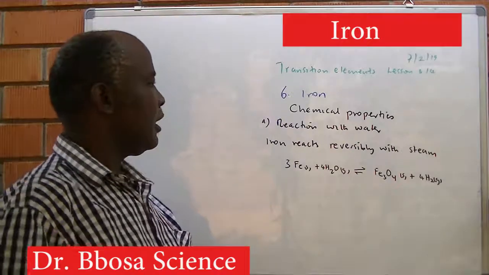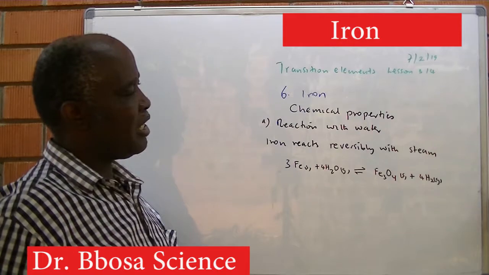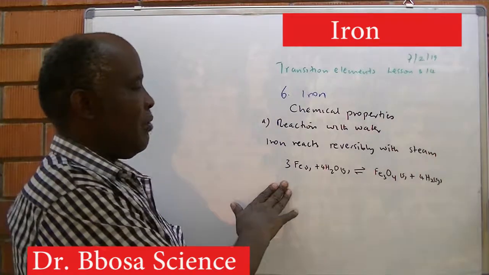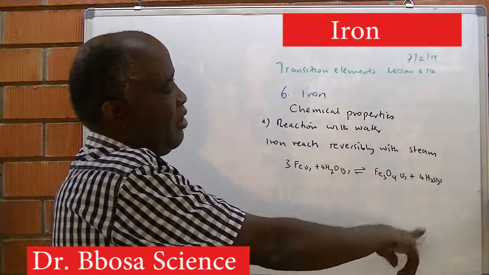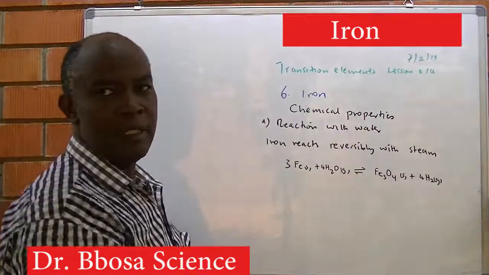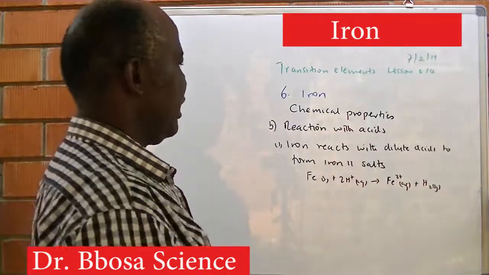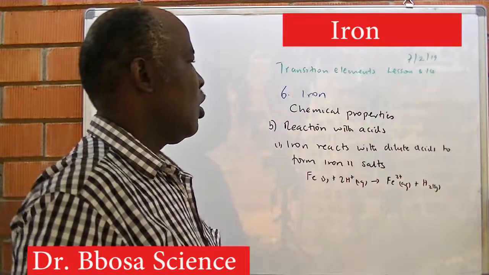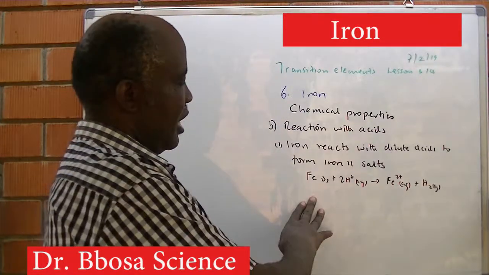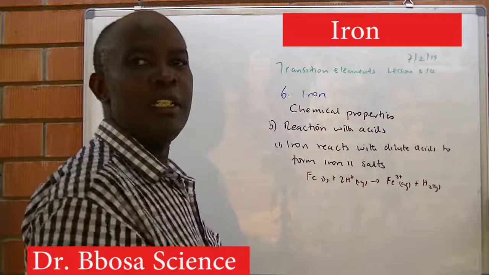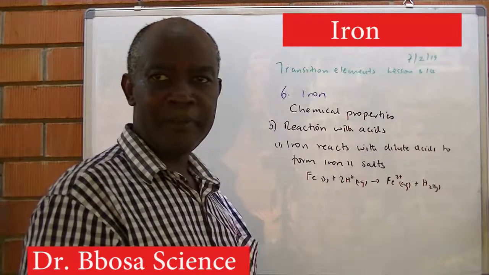Chemical properties. Reaction with water. Iron reacts reversibly with steam. Iron plus steam, you get an oxide and hydrogen. Iron oxide plus hydrogen will give you iron and steam. Reaction with acids. 1. Iron reacts with dilute acids to form iron 2 salts. Iron plus hydrogen ion, you get iron 2 salts plus hydrogen.